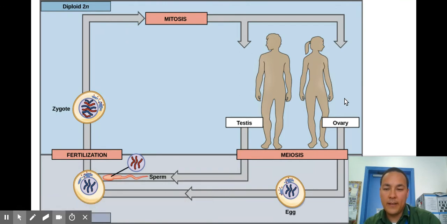So let's look at this life cycle. Here, this would be diploid, 2n is equal to 6. Let's see if there are 6 chromosomes: 1, 2, 3, 4, 5, 6. Notice that there are 3 homologous pairs. The homologous pairs are the same size.